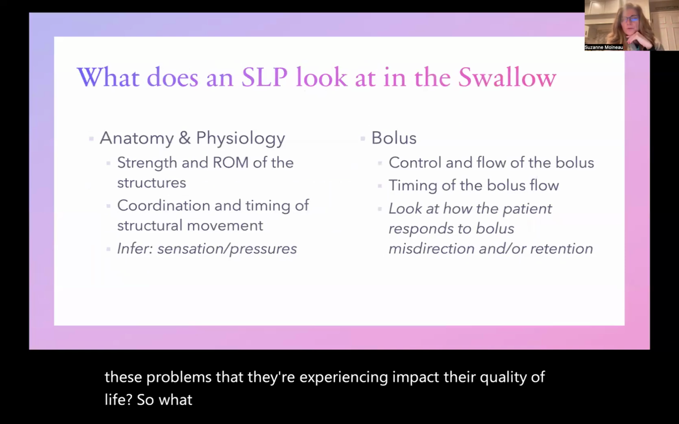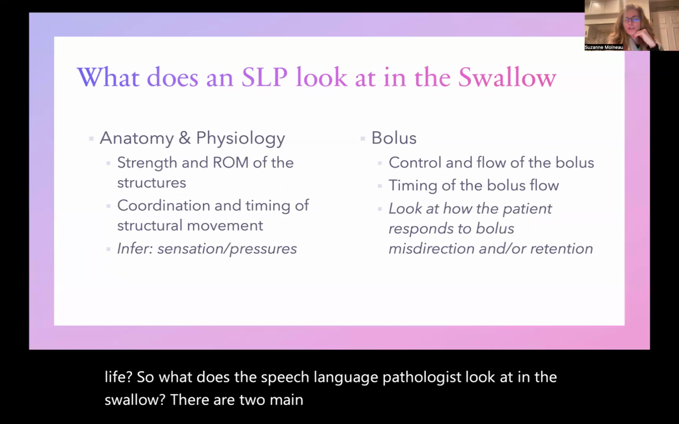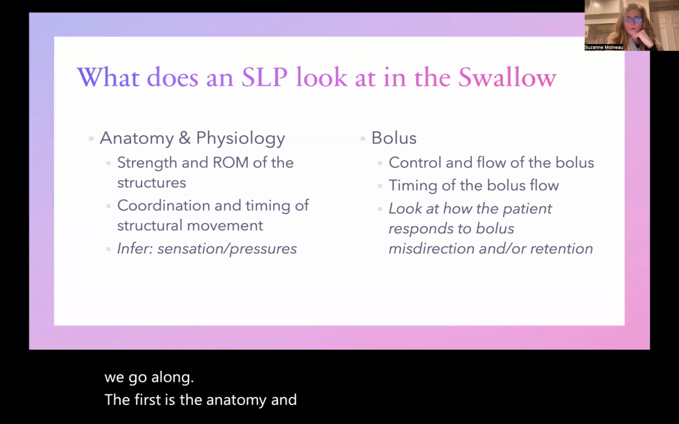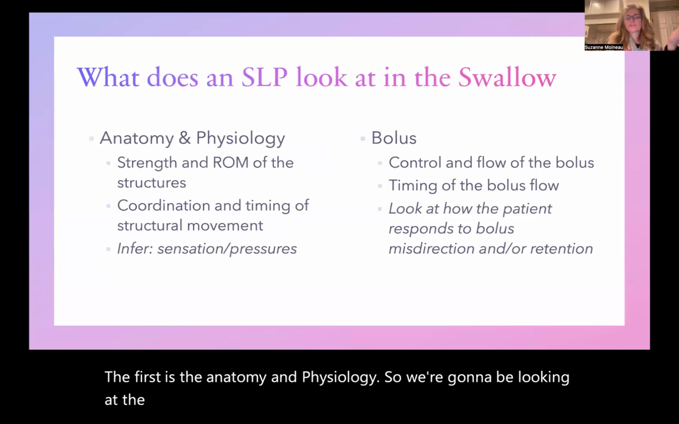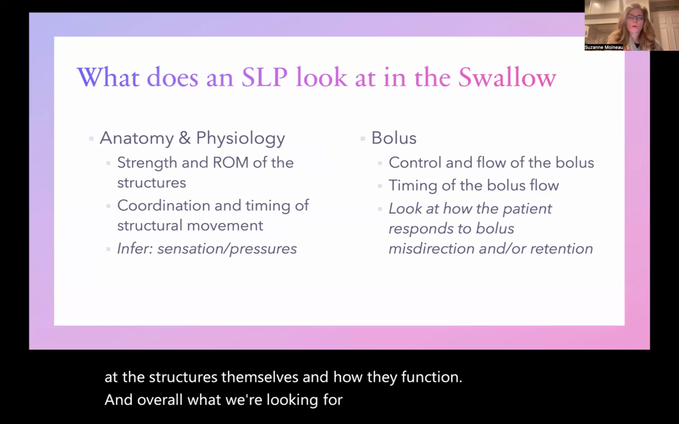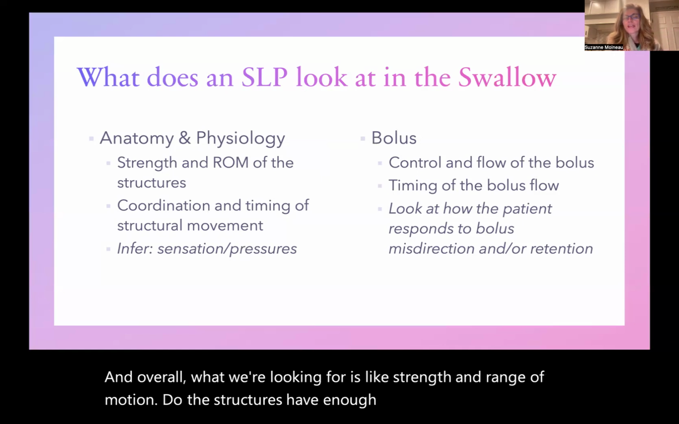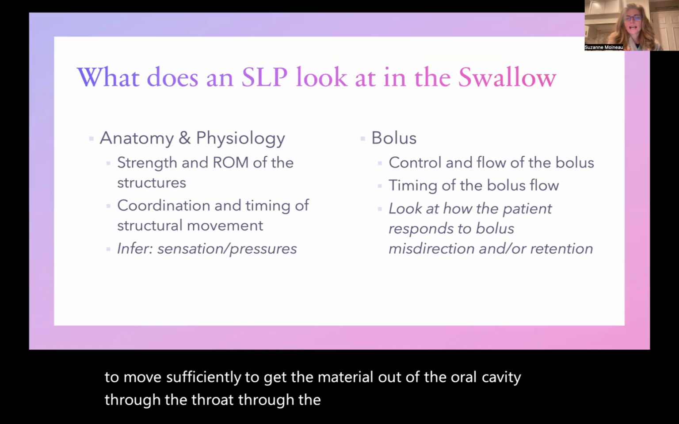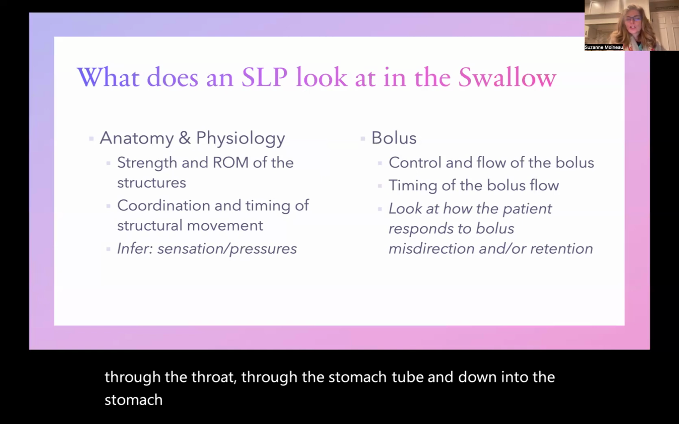So what does the speech language pathologist look at in the swallow? There are two main things that we're going to talk about as we go along. The first is the anatomy and physiology. So we're going to be looking at the structures themselves and how they function. And overall, what we're looking for is strength and range of motion. Do the structures have enough strength, and are they able to move sufficiently to get the material out of the oral cavity, through the throat, through the stomach tube, and down into the stomach? So we're going to be looking at the movement of the structures themselves.